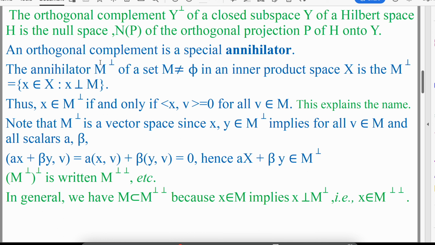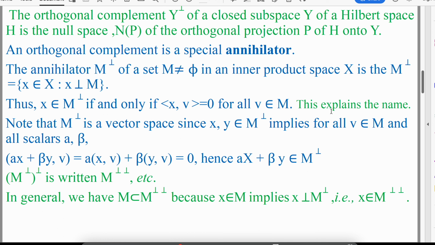The annihilator, orthogonal complement of M, of a set M in an inner product space X is the set orthogonal complement of M equal to x belonging to X such that x is perpendicular to M. It means x belongs to orthogonal complement of M if and only if inner product of x with v equal to 0 for all v belonging to M.